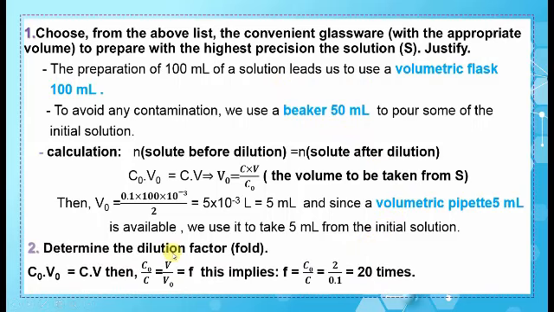Second, determine the dilution factor. The same relation must be used. C0 times V0 equals C times V. Then we have to make the ratios. C0 over C equals V over V0 equals F. This implies that F equals C0 over C, 2 over 0.1 equals 20 times. So the solution has been diluted 20 times.